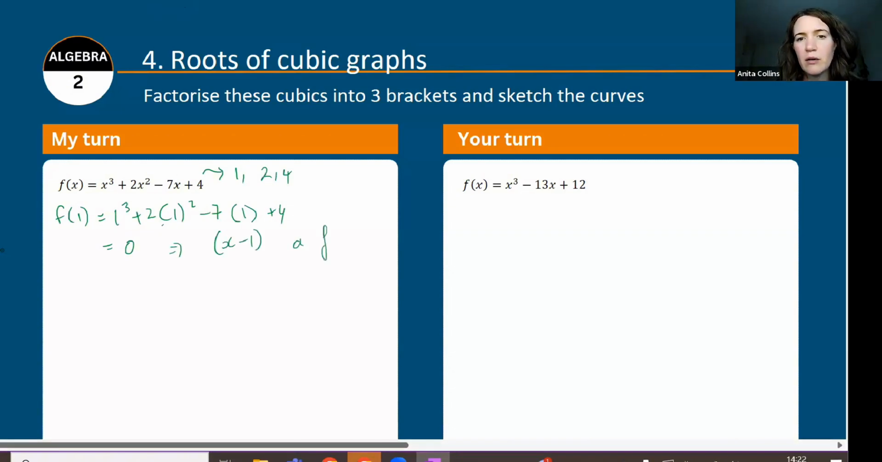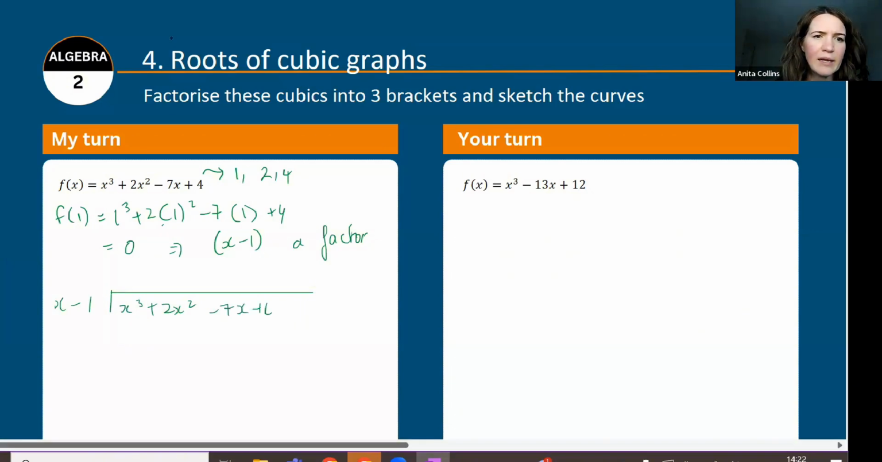So we've been looking at all of these questions. Don't expect it to always work out so nice. So you might have to try subbing in some other values to find your factor. So what do we do to find the other factors then? We do division to find the other factors, long division. So that's going to go in there. And it's x cubed plus 2x squared minus 7x plus 4.